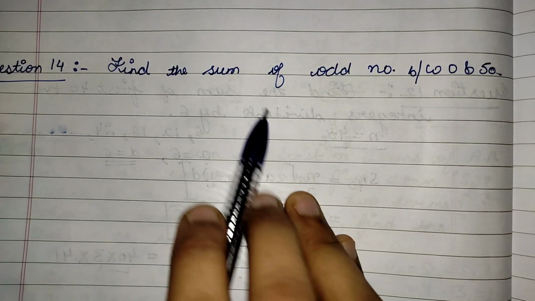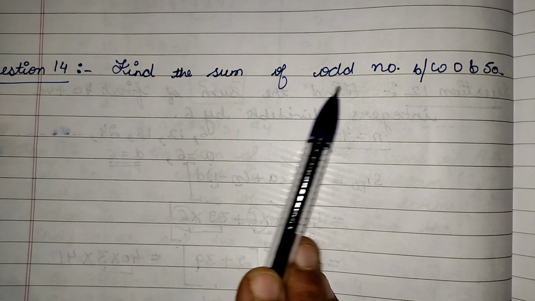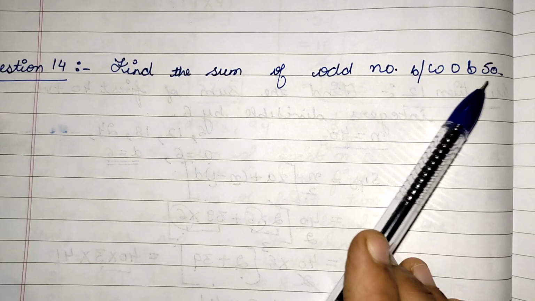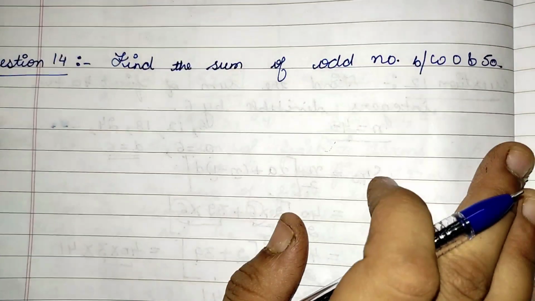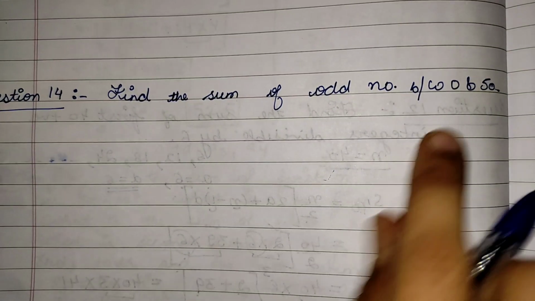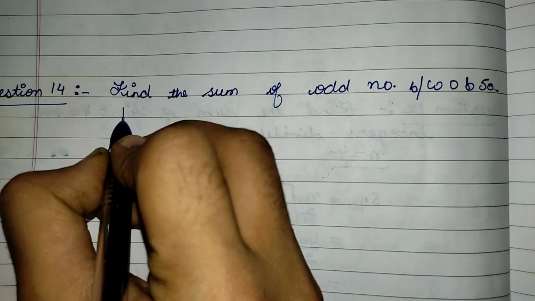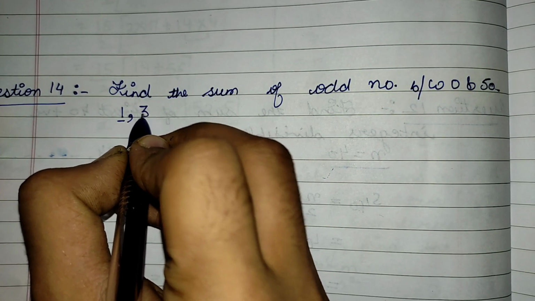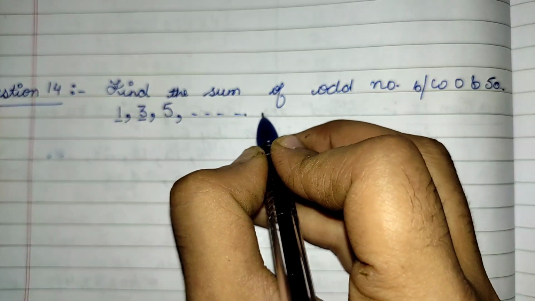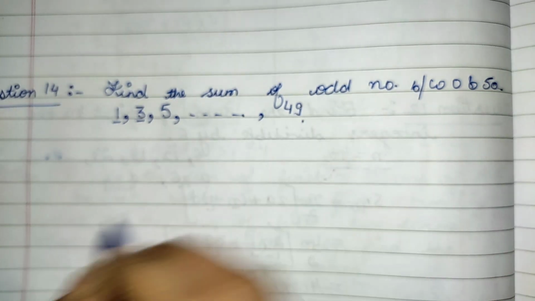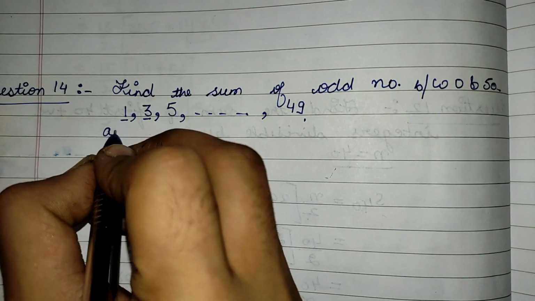Okay, so now they are asking to find the sum of odd numbers between 0 and 50. So odd numbers are those which are not divisible by 2. Odd numbers between 0 and 50 will be: the very first number will be 1, second number will be 3, then third will be 5, and the last will be 49.